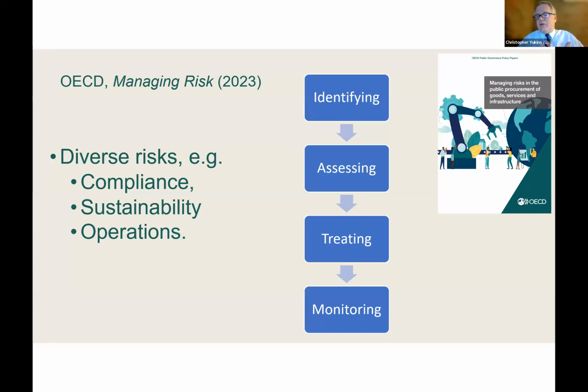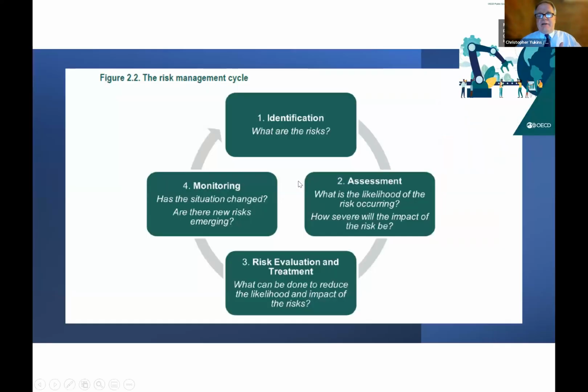You can deal with sustainability issues like environmental sustainability, and operational issues. You're using the same basic structure: you identify risks, you assess the risks, you treat the risks, then you monitor on an ongoing basis. This is just a chart from the same OECD monograph pointing out the cycle. You identify what the risks are, you assess the likelihood they occur and how severe the impact will be, do a risk evaluation and treatment, and you monitor on an ongoing basis. These are the rudiments of risk management, and they apply equally well to public procurement.